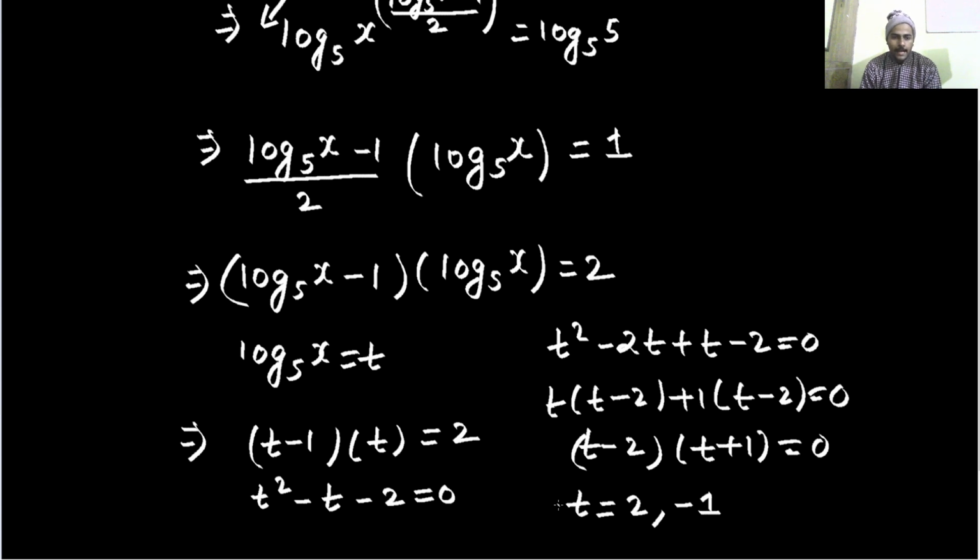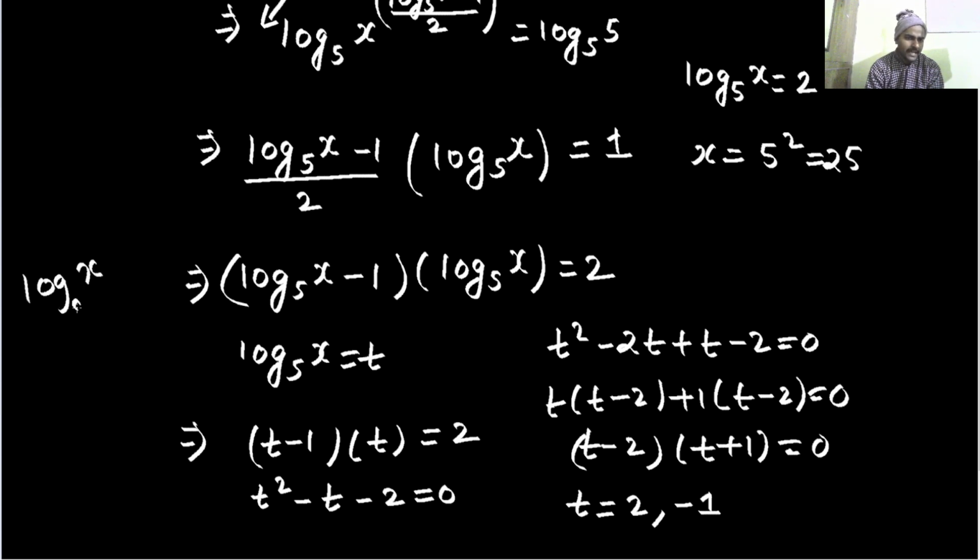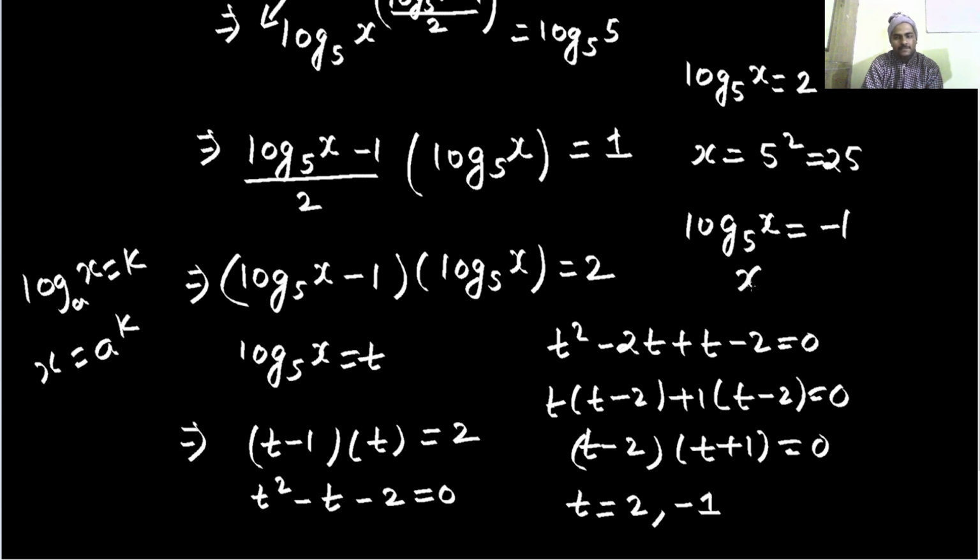So again these are to be equated with log x base 5 because you have taken that as t. So log x base 5 is 2, so x is 5 power 2, which is 25, because you know if you have log x to the base a equals k, x can be written as a power k. We have done the same thing. And if you equate log x base 5 to minus 1, then x will be 5 power minus 1, which is 1 by 5.